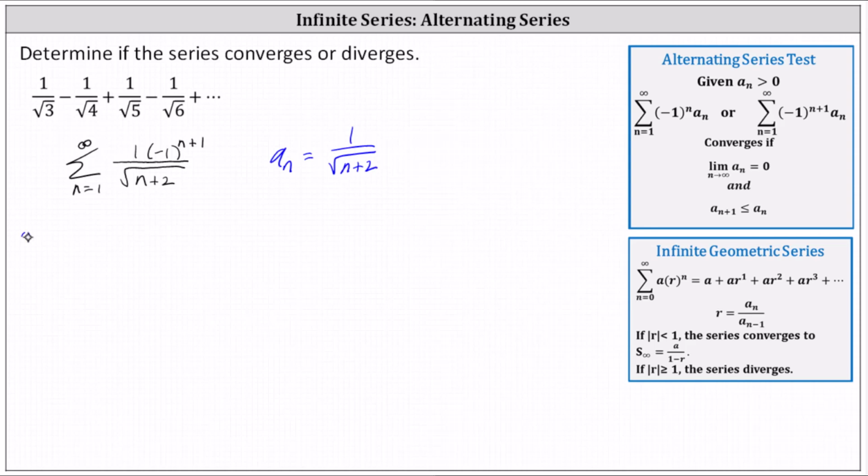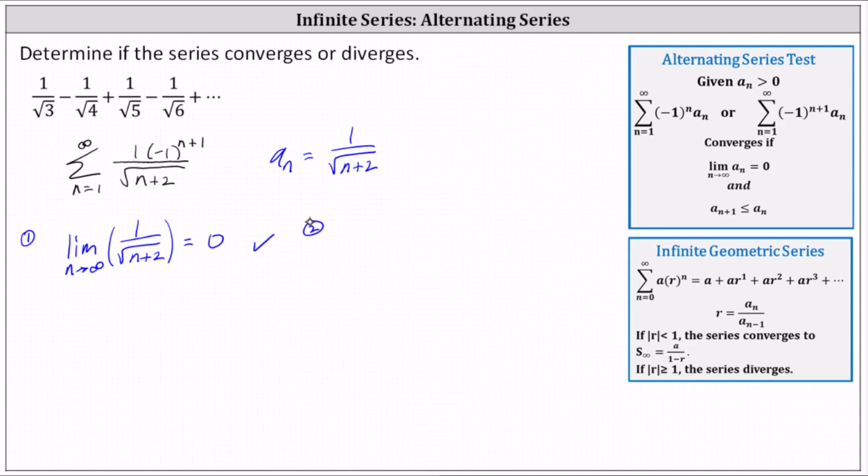And now for the first step, we determine the limit as n approaches infinity of a sub n. As n approaches infinity, the denominator increases without bound, the numerator stays 1, and therefore the fractions get smaller and smaller and approach 0, indicating the limit is equal to 0. So the first condition has been met.